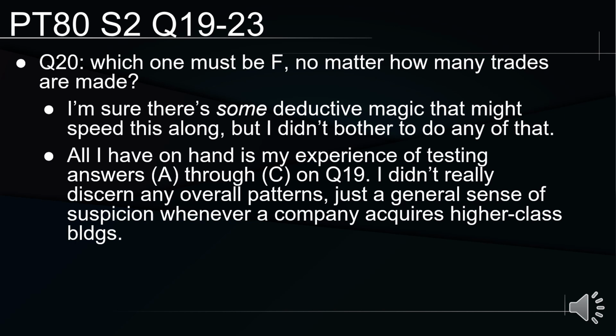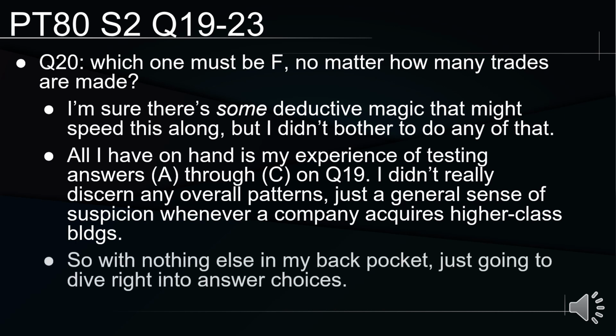I didn't really discern any overall patterns in doing so, but I did gain a general sense of suspicion whenever a company acquires higher class buildings. If you didn't have any class 2 buildings but you got one, my first immediate question is, what did you have to give up? Did you have the resources, the assets to give up to obtain that higher class building? So with nothing else in my back pocket, I'm just going to dive right into answer choices here on number 20.